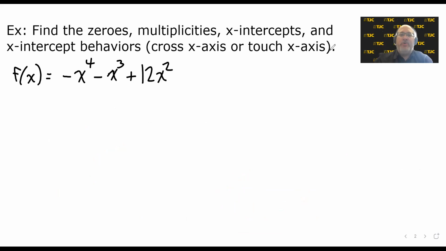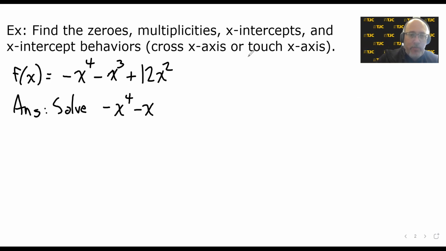All right, find the zeros, multiplicities, x-intercepts, and x-intercept behaviors, whether you cross the x-axis or touch the x-axis. And notice that our function is not factored already. f of x equals negative x to the fourth power minus x to the third power plus 12x to the second power. Now, our approach isn't going to change. We're still going to set up and solve the function equal to 0. So we need to solve negative x to the fourth power minus x to the third power plus 12x to the second power is equal to 0.